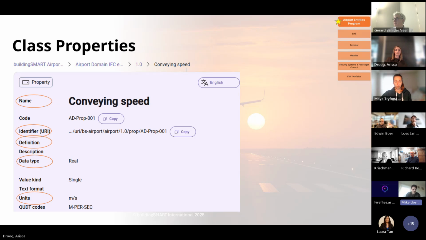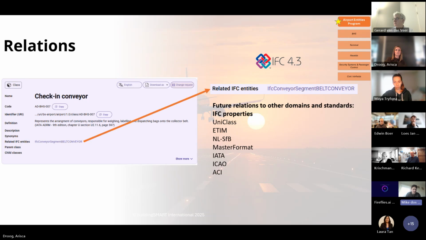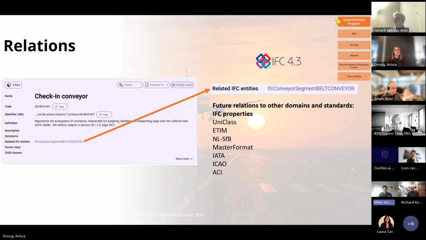And if you go to the next slide, this is the last part. This is the relation. One of the most common relations is that we relate each classification to an IFC entity. So we mapped it to the most suitable IFC entity, in this case a very suitable one, because we see IFC conveyor segment and a belt conveyor, which already gives a good understanding of what it is, but checking conveyor is even more detailed. So this is a more elaborate way of defining what we are talking about.